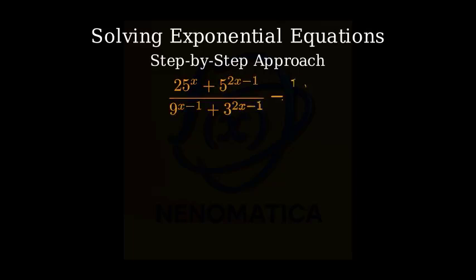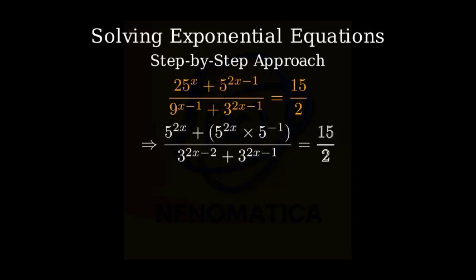25 to the power of x plus 5 to the power of 2x minus 1 divided by 9 to the power of x minus 1 plus 3 to the power of 2x minus 1 equals 15 over 2. Our first step is to rewrite the expression using basic exponent properties. We know that 25 equals 5 squared, so 25 to the x equals 5 to the power of 2x.